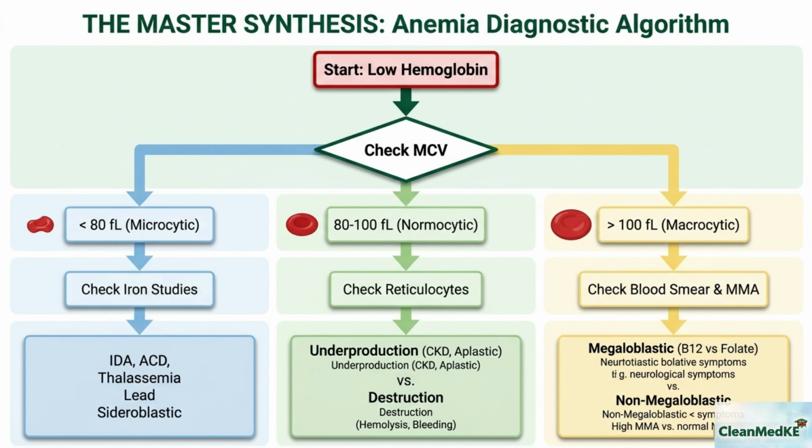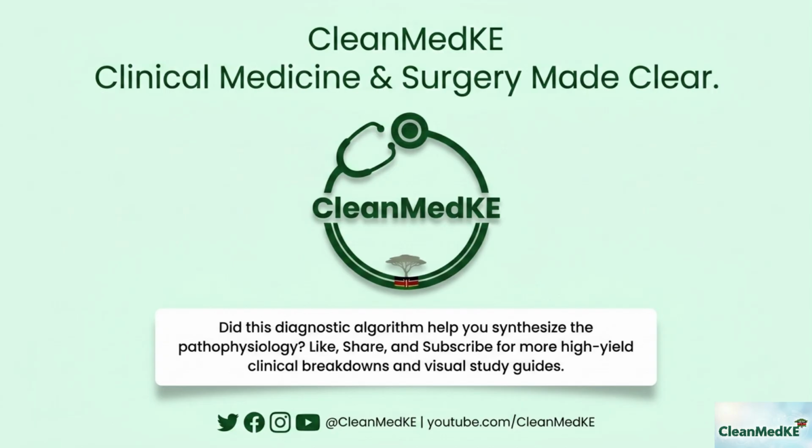Start with low hemoglobin, check the MCV to branch into size categories, and then use secondary tests, like iron studies, reticulocyte counts, or blood smears, to find the definitive cause. Did this diagnostic algorithm help you synthesize the pathophysiology of anemia?